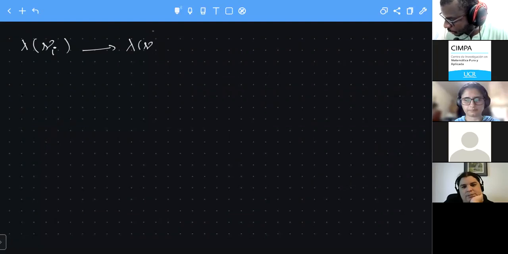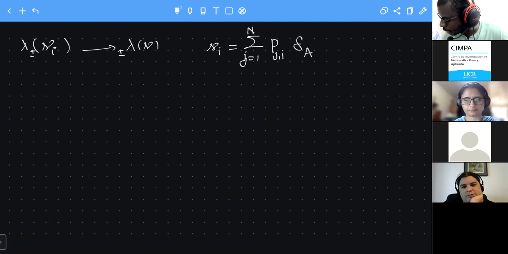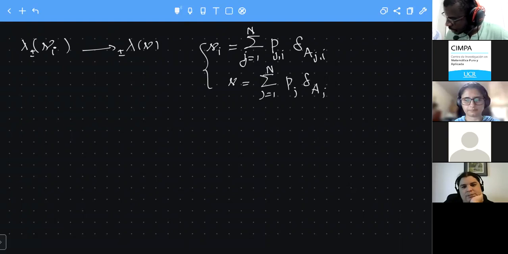Sorry, lambda of mu is plus or minus, where mu_i is just the sum over j from 1 to n of P_ji delta A_ji. And mu is a standard one, the sum over j from 1 to n of P_j delta A_j. So what I'm taking here is a measure with finite support. For a measure with finite support, each P_i is positive, so you get continuity.